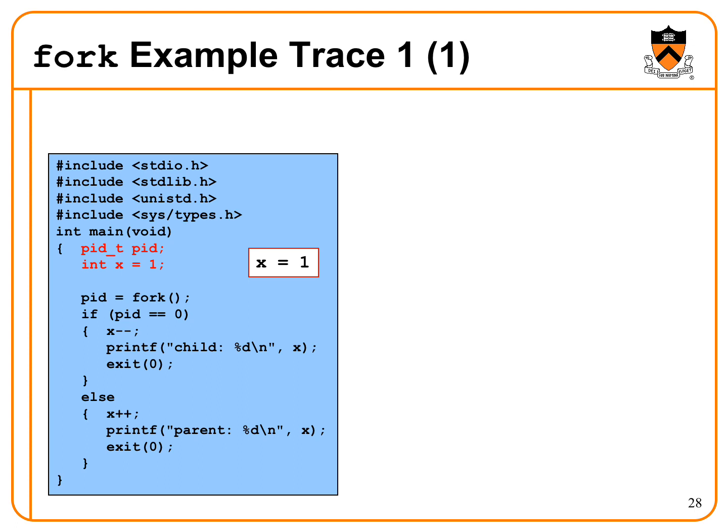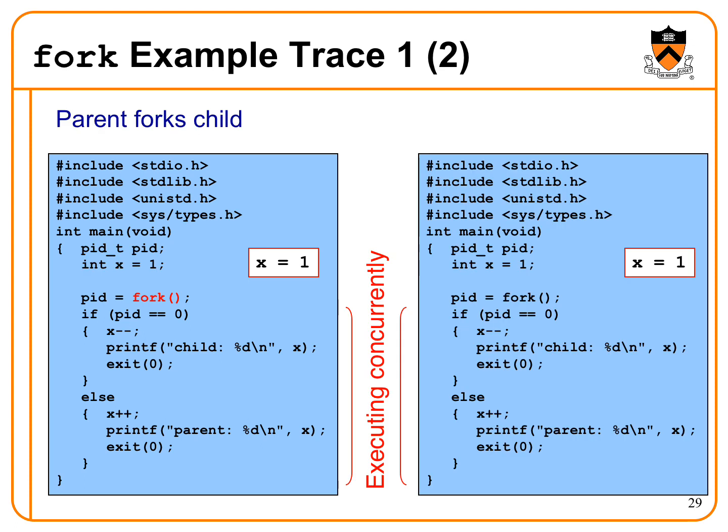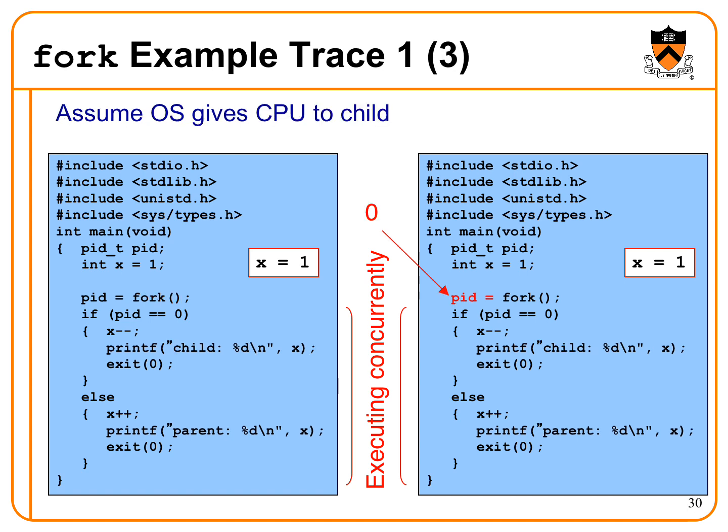Before the fork, we have x gets 1 and PID with some garbage value because it wasn't explicitly initialized. The parent forks, and now there are two processes with distinct state, so each has their own copy of x. Imagine that the child gets the CPU first. It will have a return from fork of 0, so that will be the value of PID.